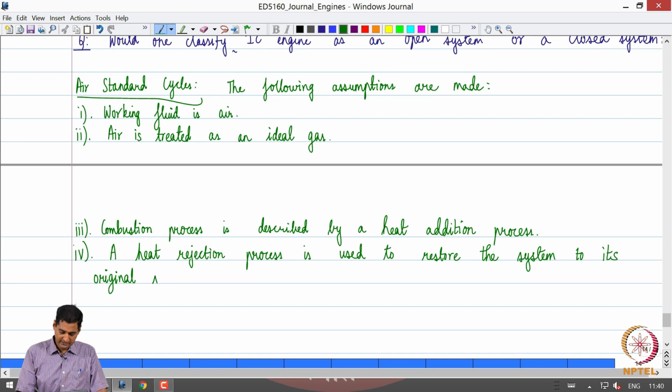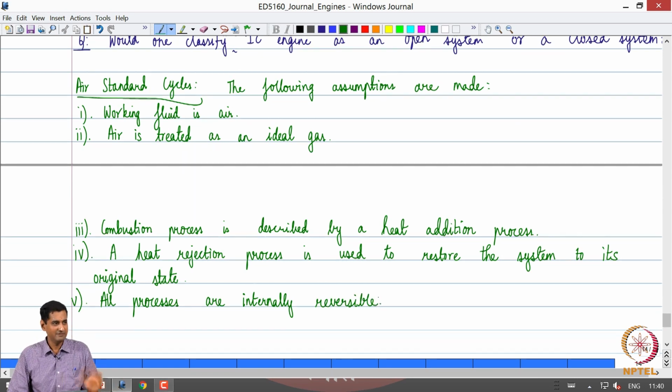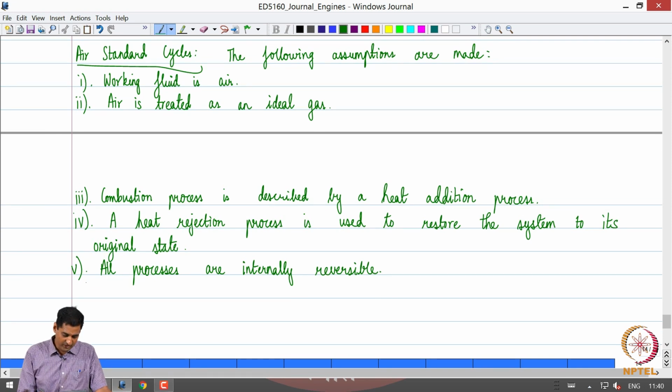Okay, that is another assumption made in this process. And we assume all processes are internally reversible. So, that means that if I go from state A to state B, I can come back from state B to state A along the same path, alright. So, that is an assumption, okay. So, these are all approximations, okay, which help us getting this model.